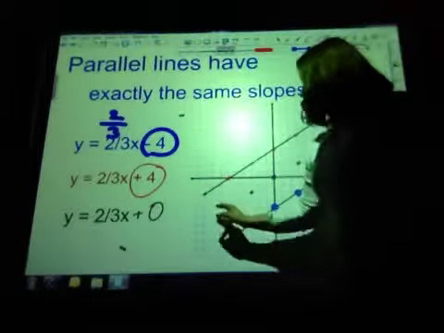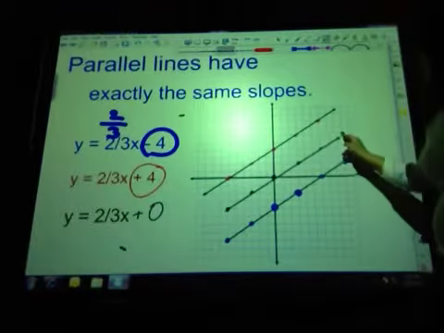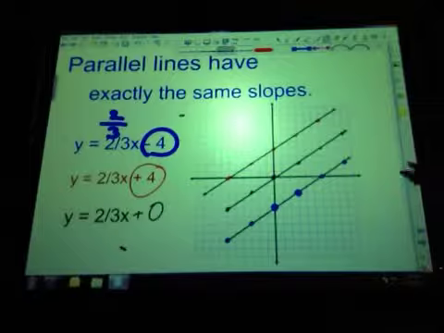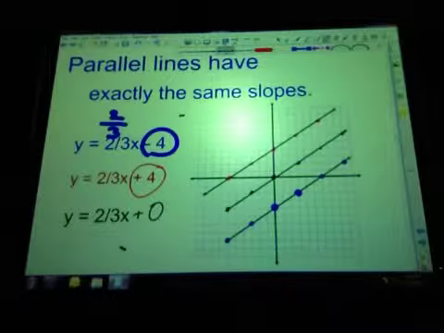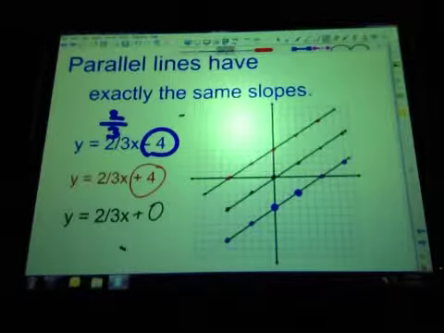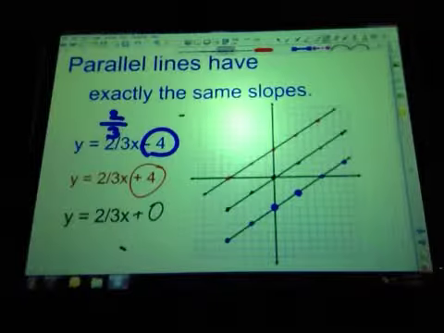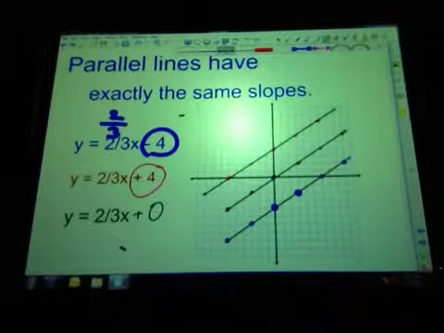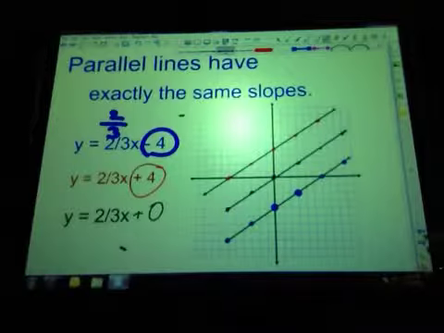It wouldn't matter how many lines I made with the same slope of 2/3, none of them are going to ever run into each other. They are parallel because they are all going up 2, 3 to the right. They all have the same exact slope.